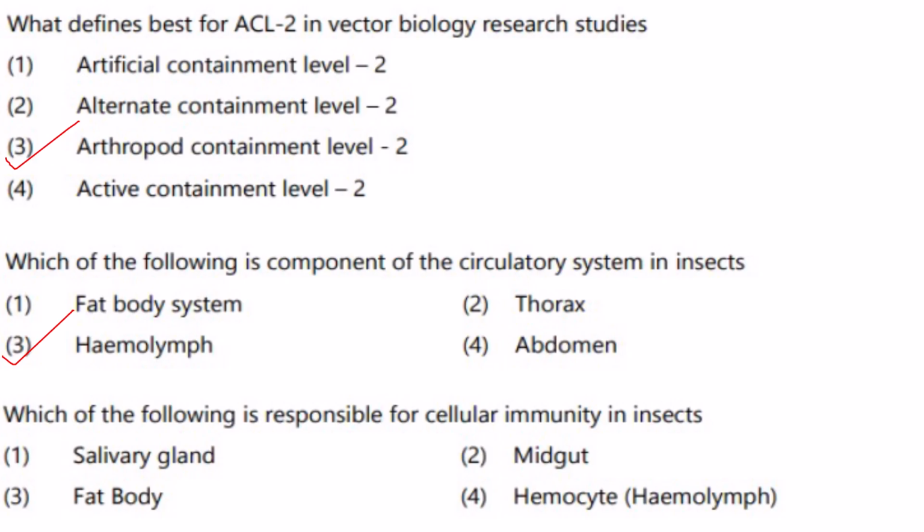Now thorax and abdomen, they are segments of the insect body and not components of the circulatory system. Fat body system is for energy storage. So the answer is option 3. Now, which of the following is responsible for cellular immunity in insect? So it is again by hemocyte or the hemolymph. So answer is option 4.